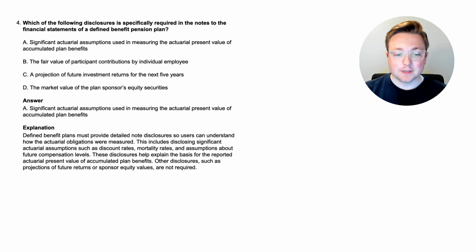All right, here we are. The answer is A, significant actuarial assumptions used in measuring the actuarial present value of accumulated plan benefits. So this is something that would be a required disclosure. Defined benefit plans must provide detailed note disclosures so users can understand how the actuarial obligations were measured. This includes disclosing significant actuarial assumptions, such as discount rates, mortality rates, and assumptions about future compensation levels. These disclosures help explain the basis for the reported actuarial present value of accumulated plan benefits.